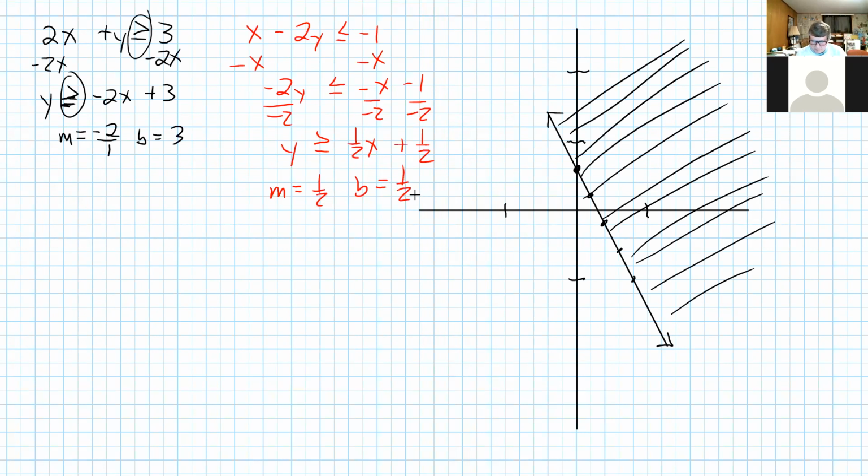Let's see here. Okay, so we're at 1/2. We're going to go up 1 and over 2, up 1 and over 2, up 1 and over 2. Notice I'm going up 1. So from here, which is 1/2, I go up to 1.5. That's up 1 over 2, up 1 over 2. Okay. Now, this is also including an equal sign.